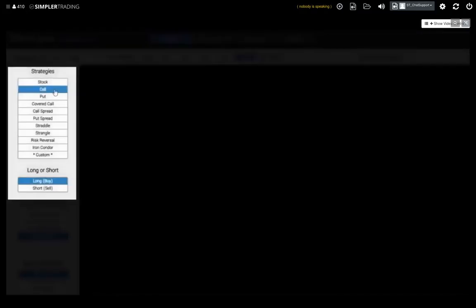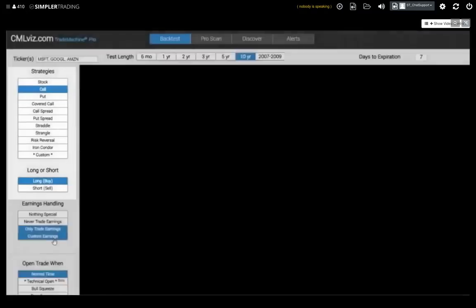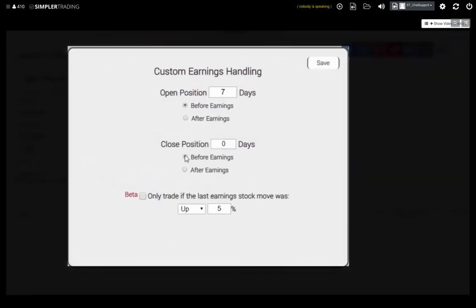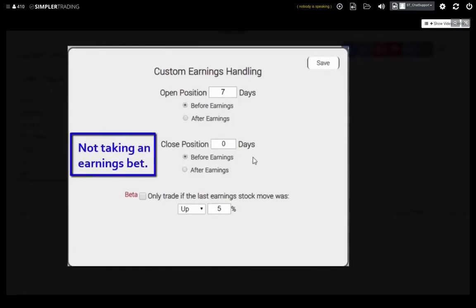We'll look over the last 10 years. We'll look at Microsoft, Google, and Amazon. We'll look at buying a call. We will do it with custom earnings timing. That is, we will open the position 7 days before earnings, and we'll close it the day of earnings. Since all 3 of these companies report after the market closes, this trade does not take an earnings bet. If these stocks reported before the market closed, then we would have to put a 1 here.